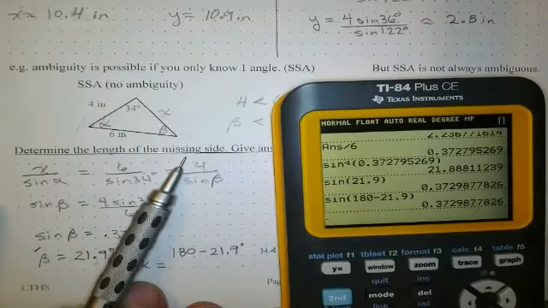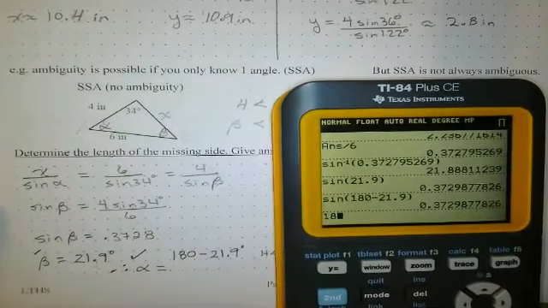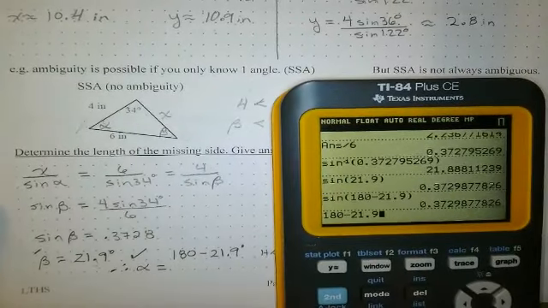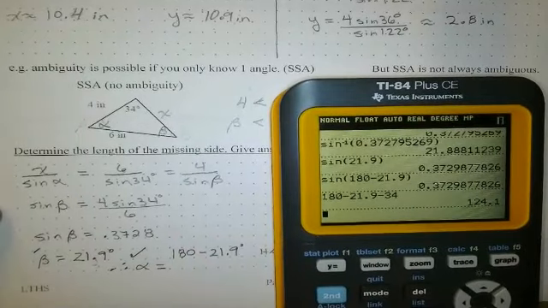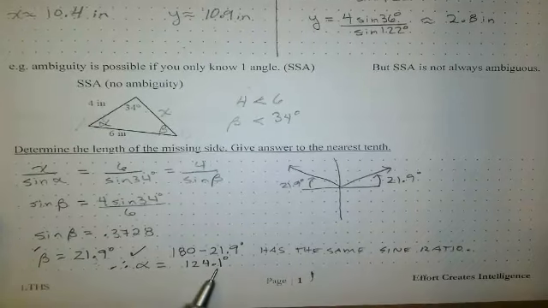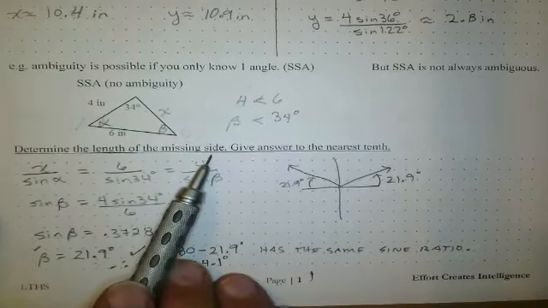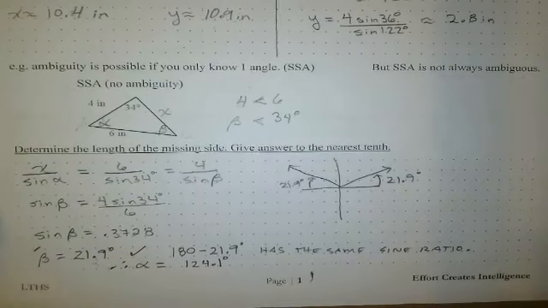Okay, but we're not done yet. We're asked to find the missing side. We've only found beta right now. So we need to take 180 minus that 21.9 and minus the 34 to get this 124.1. So now alpha is 124.1, but we still haven't found our missing side length. Now we need to solve for x. So let's go ahead and set up that equation.